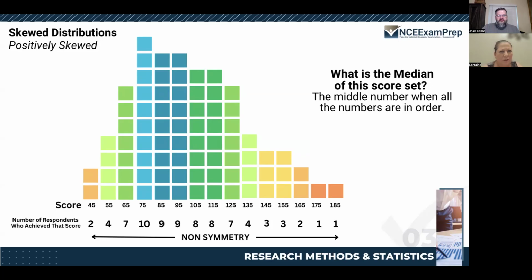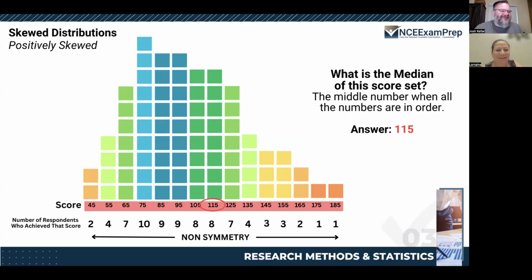What about this one? Is it still 115? It's still 115. I'm not trying to trick you, just to reinforce that no matter whether it's negatively skewed or positively skewed, it's possible that the median might still stay the same if we have the same numbers.